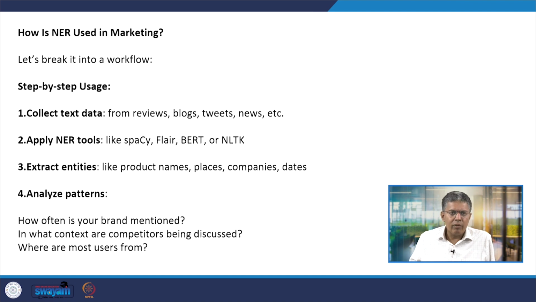Let us break it into a workflow. If you see, first it collects the text data, from reviews, blogs, tweets, news, etc. Then it applies NER tools like spaCy, Flair, BERT or NLTK, right. After this, it extracts the entities like product names, places, companies, dates, whatever they are, and then it analyzes the patterns. So, how often is your brand mentioned? In what context are competitors being discussed? Where are most users from? Which place do they come from? All these patterns will be analyzed.